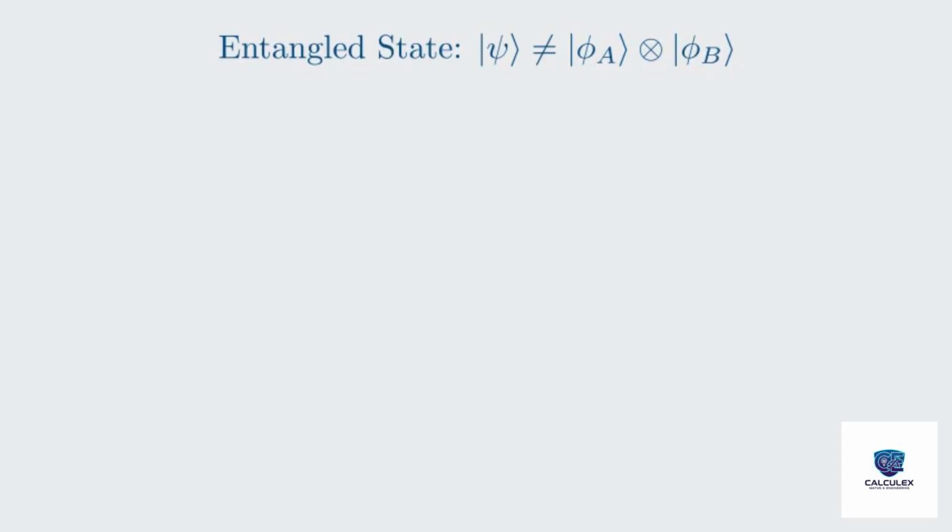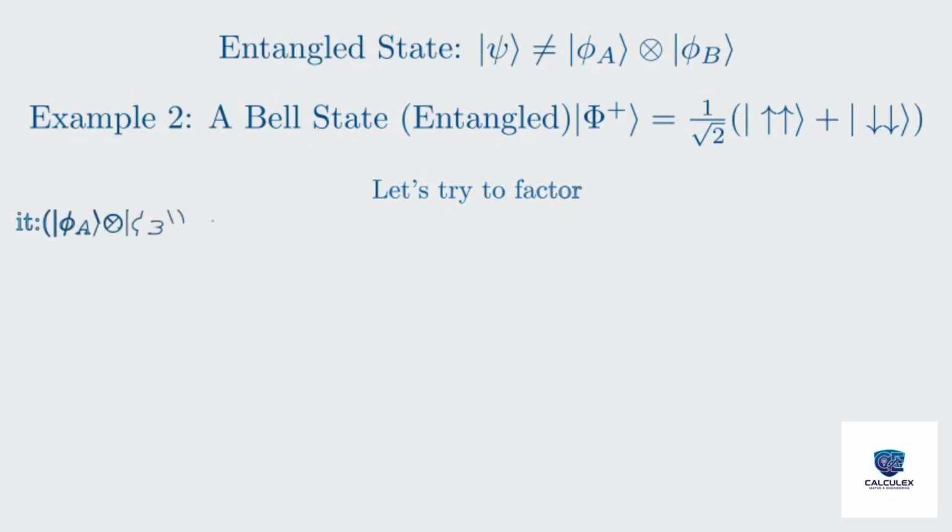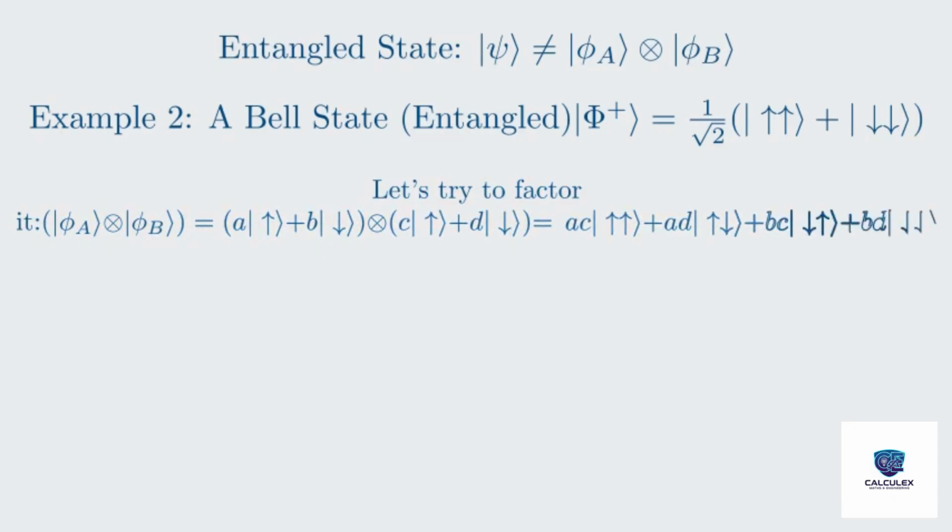Let's take a classic example known as a Bell state using our two spins. The Bell state |Φ+> is 1 over the square root of 2 times (|↑↑> plus |↓↓>). Can we write this as a product of two single spin states? Suppose it could be. Let |ψ_A> equals a|0> plus b|1> and |ψ_B> equals c|0> plus d|1>. Their tensor product gives ac|00> plus ad|01> plus bc|10> plus bd|11>. This is a general state with 4 components. To match our Bell state |Φ+>, we would need to find constants a, b, c, and d such that ad and bc are both 0.